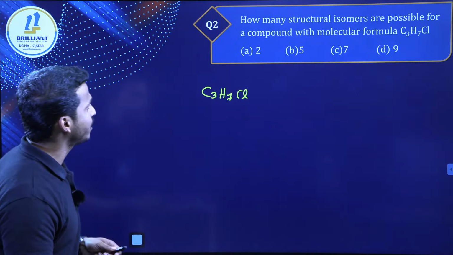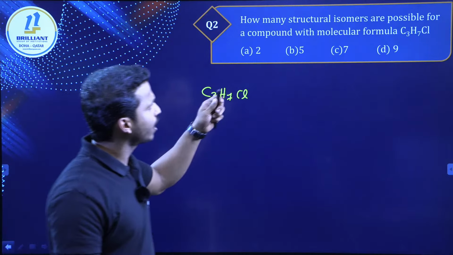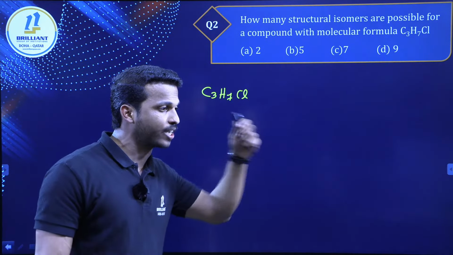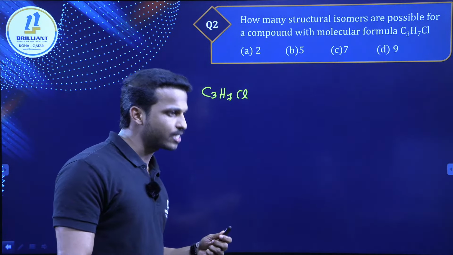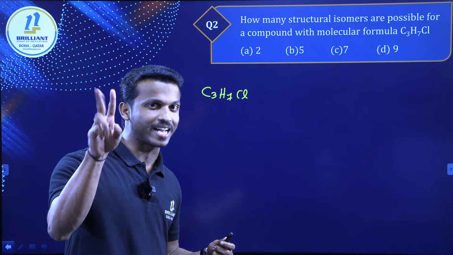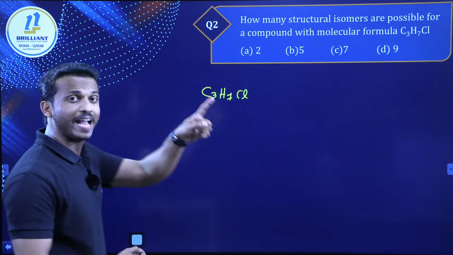Option 2. Let me check it, dear all. How many structural isomers? I think you are giving option A. Yes, very good. Option A, 2. That's the answer, right? Yes, dear all.